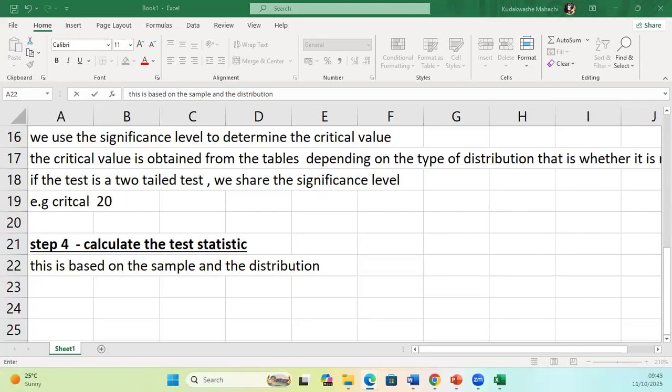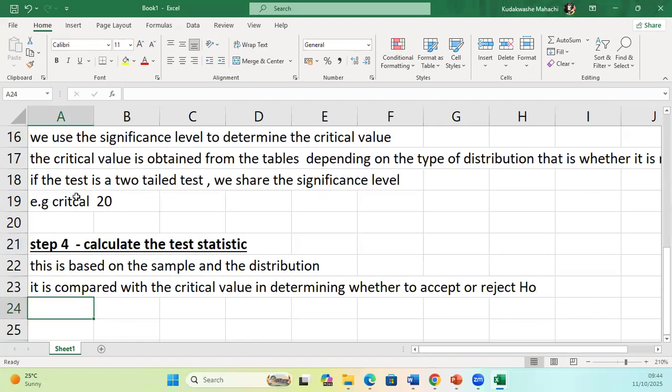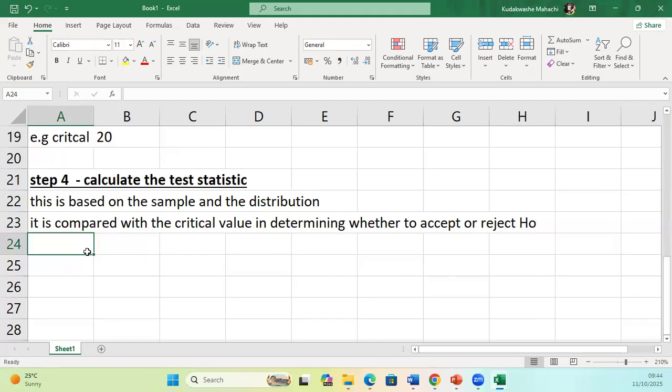The test statistic is compared with the critical value in determining whether to accept or reject H naught, the null hypothesis. So we compare the results from the test with the critical value. But how do you conduct the test? There are formulas that we use.